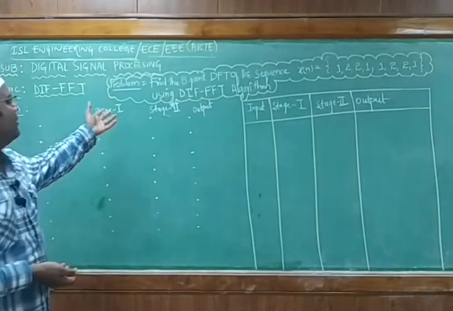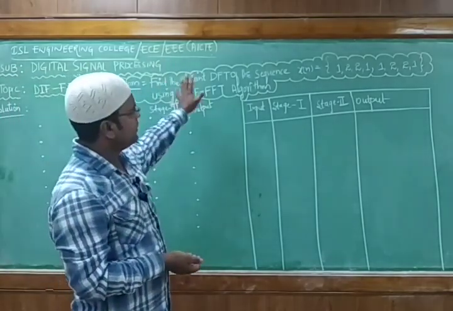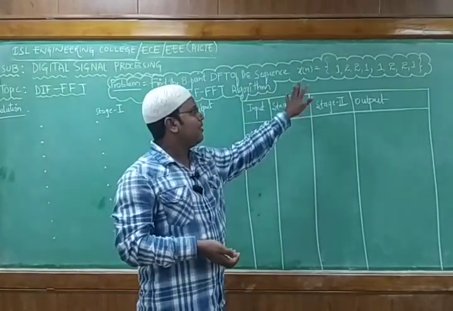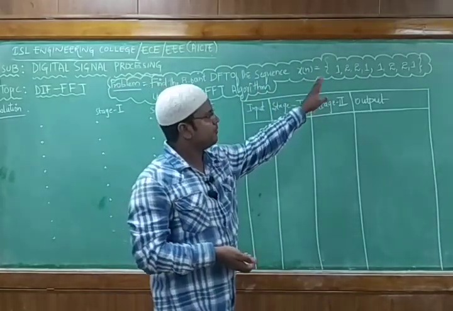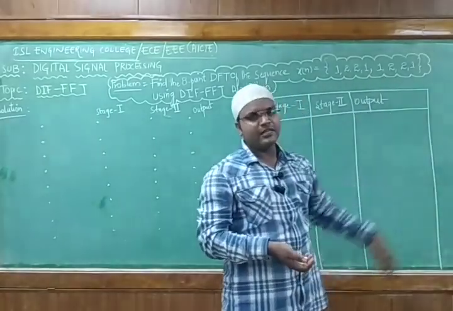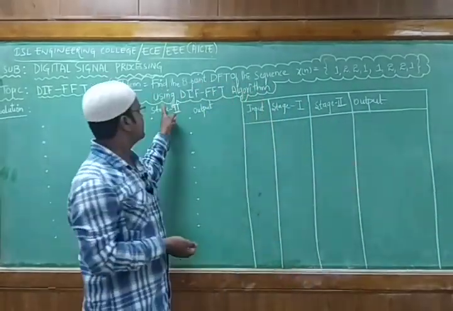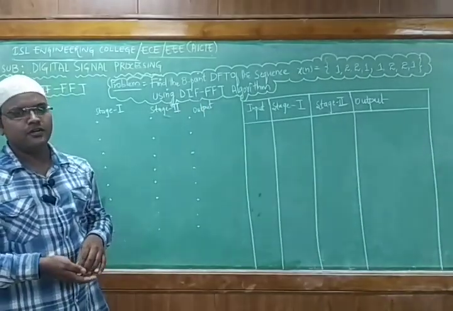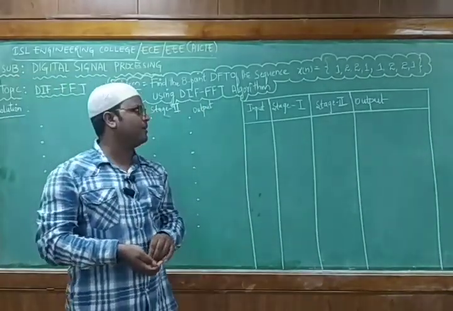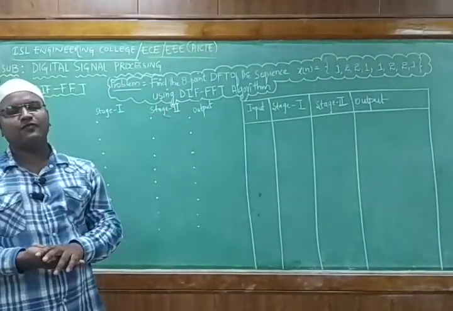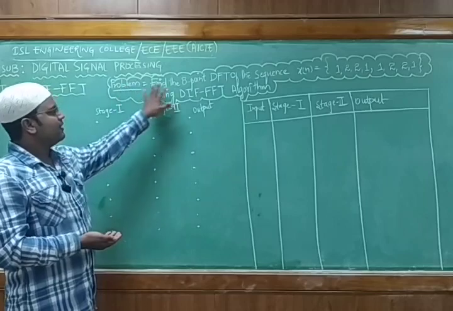They gave one question. Find the 8-point DFT, discrete Fourier transform, of the sequence x of n: 1, 2, 2, 1, again 1, 2, 2, 1. They asked us to use the DIF, that is decimation in frequency, fast Fourier transform algorithm. So by using this, we need to realize our function for 8 points.